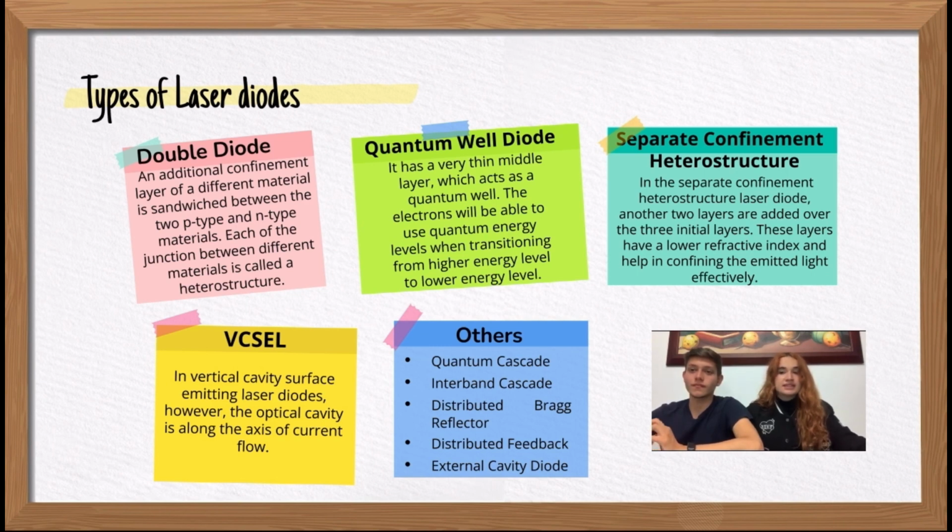VCSEL. In vertical cavity surface emitting laser diodes, however, the optical cavity is along the axis of current flow. There are other types of laser diodes. Here we have the quantum cascade, the interband cascade, distributed Bragg reflector, distributed feedback, and external cavity diode.